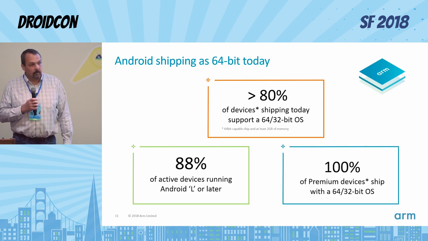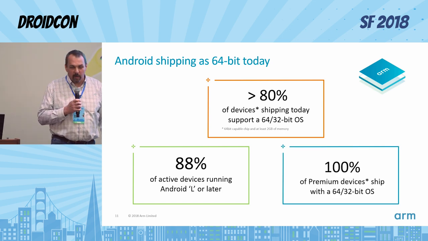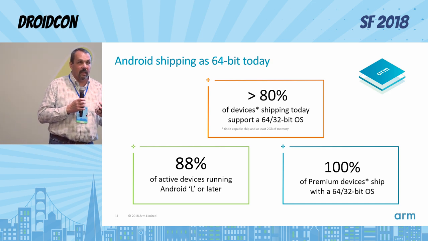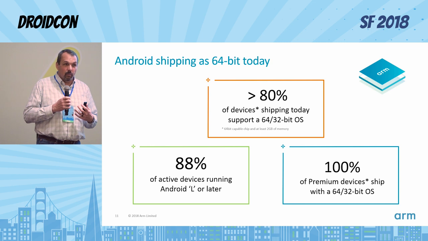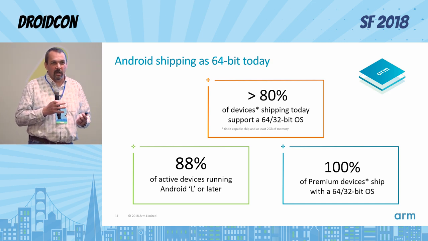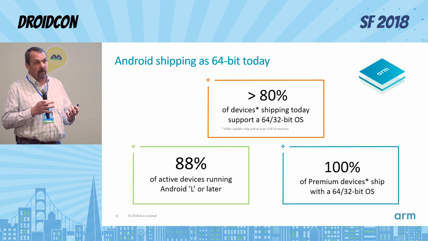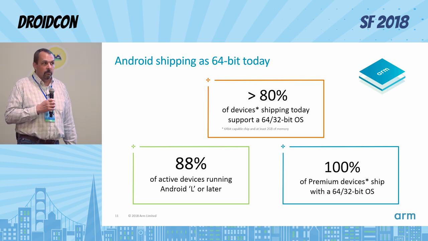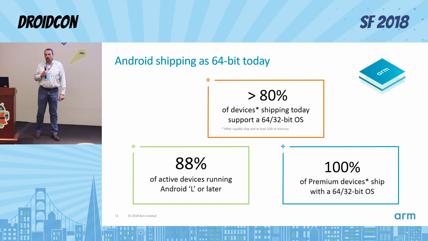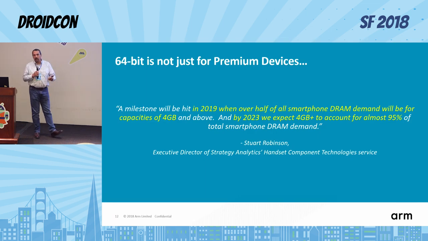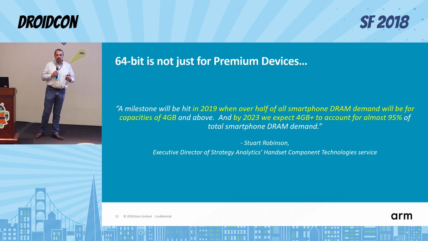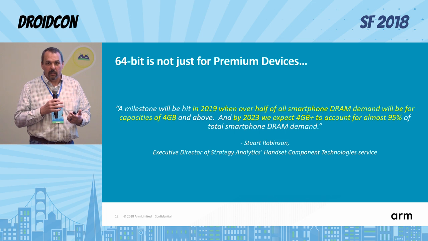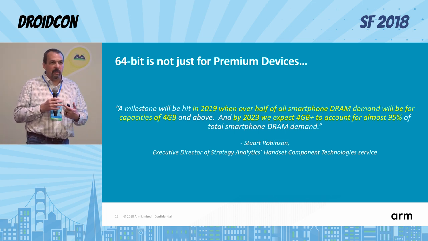And then lastly, this is a bit of a misnomer, but premium devices. Premium devices are devices that ARM defines as anything with a selling price of, I think, about $400 to $500 and above. All of those are capable of running 64-bit apps today. One of the things that you need is memory. You pretty much need a 2 gigabyte DRAM part in order to run 64-bit Android, and that's probably the minimum.